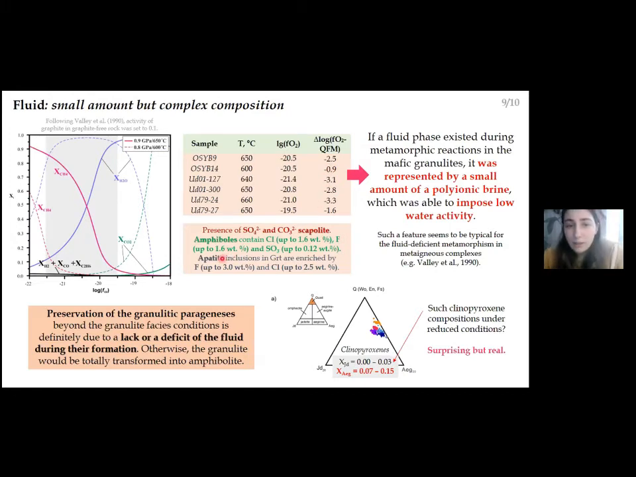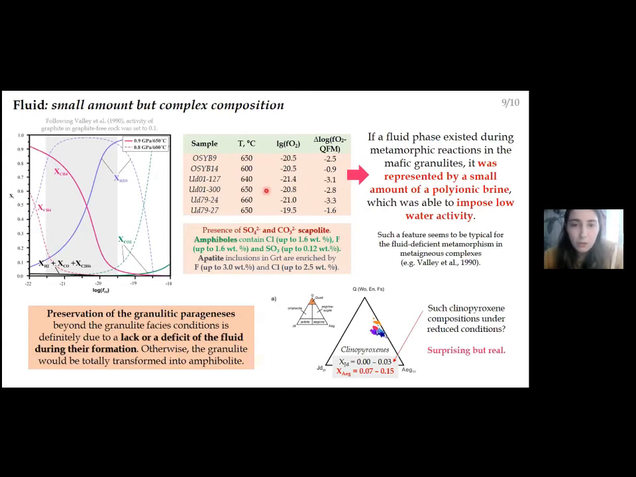I can say that in all samples, apatite is enriched by fluorine and chlorine. Amphiboles are enriched by chlorine, fluorine, and sulfur trioxide, and also scapolite in the sample contains sulfate and carbonate groups. And these features are pretty typical for fluid deficient metamorphism in meta-igneous complexes. So we think if a fluid phase existed during metamorphic reactions in the studied mafic granulites, it was represented by a small amount of polyionic brine, which was able to impose low water activity.